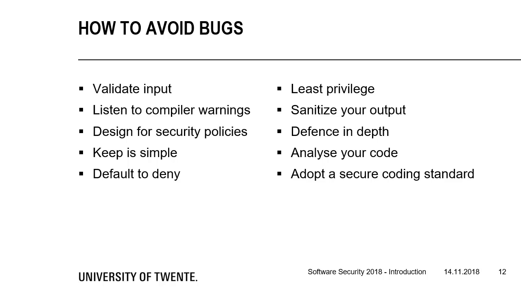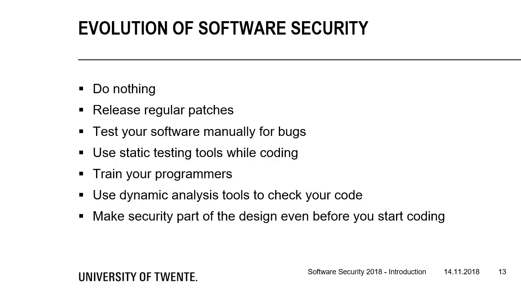And the next thing is you can try to adopt a secure coding standard, so you can try to modify your development environment and your way of writing code in a way that it will always prioritize security, and security will always be checked in the development process. And there are certain ways how to do that. For example, the first step in software security is actually do nothing, so you don't care about it. And the next thing is when somebody reports a vulnerability, then you release patches, and you do that regularly.